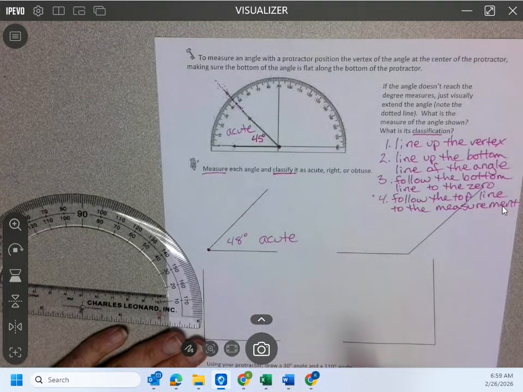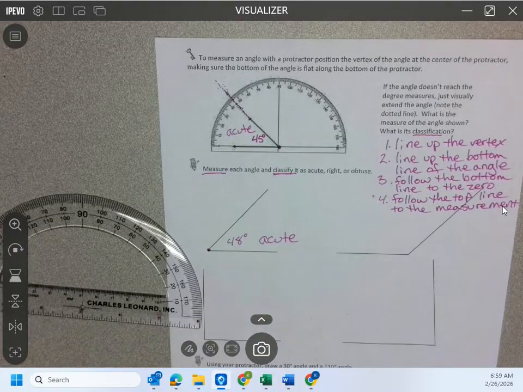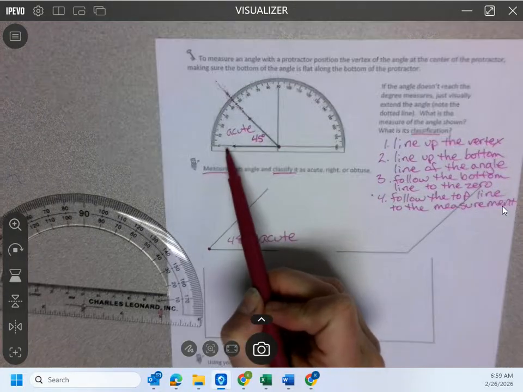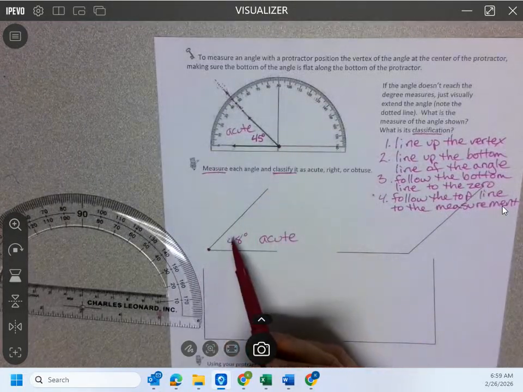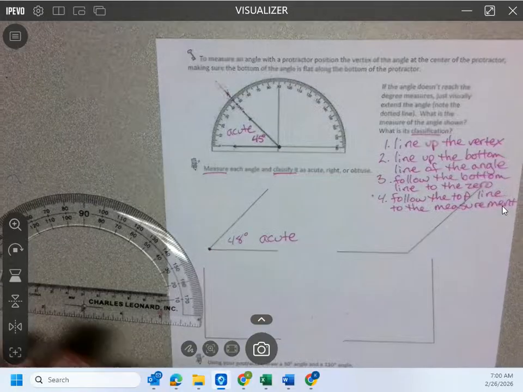So you're going to do the other 3 on your own. You're going to practice measuring it, lining up your vertex. Then you're going to line up that bottom line. Then you're going to follow it to that 0. So you know, am I on the inside numbers or the outside numbers? If our angle is going this way, we're using the outside. If our angle is going this way, we're using those inside numbers.